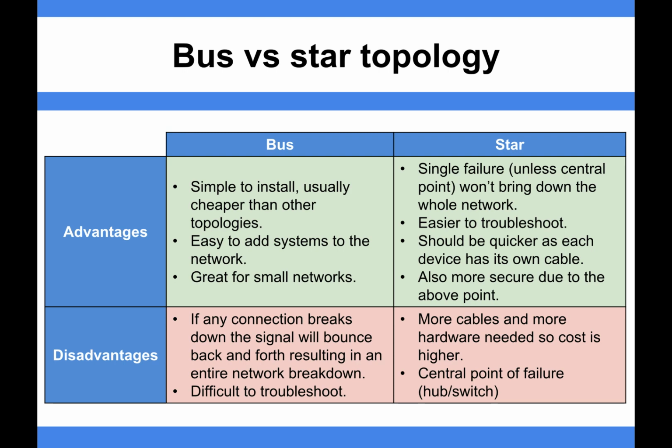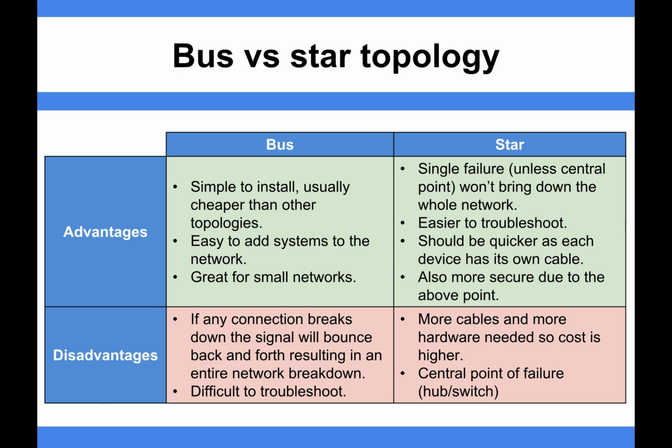The disadvantage is that if any connection breaks down, the signal will bounce back and forth, resulting in the total breakdown of the network. And it's also quite difficult to troubleshoot. So if you come in the morning and the network's not working, it's difficult to work out where the point of failure was, which isn't a great thing. It's all right for small networks, but the bigger it gets, the bigger the issue that is.